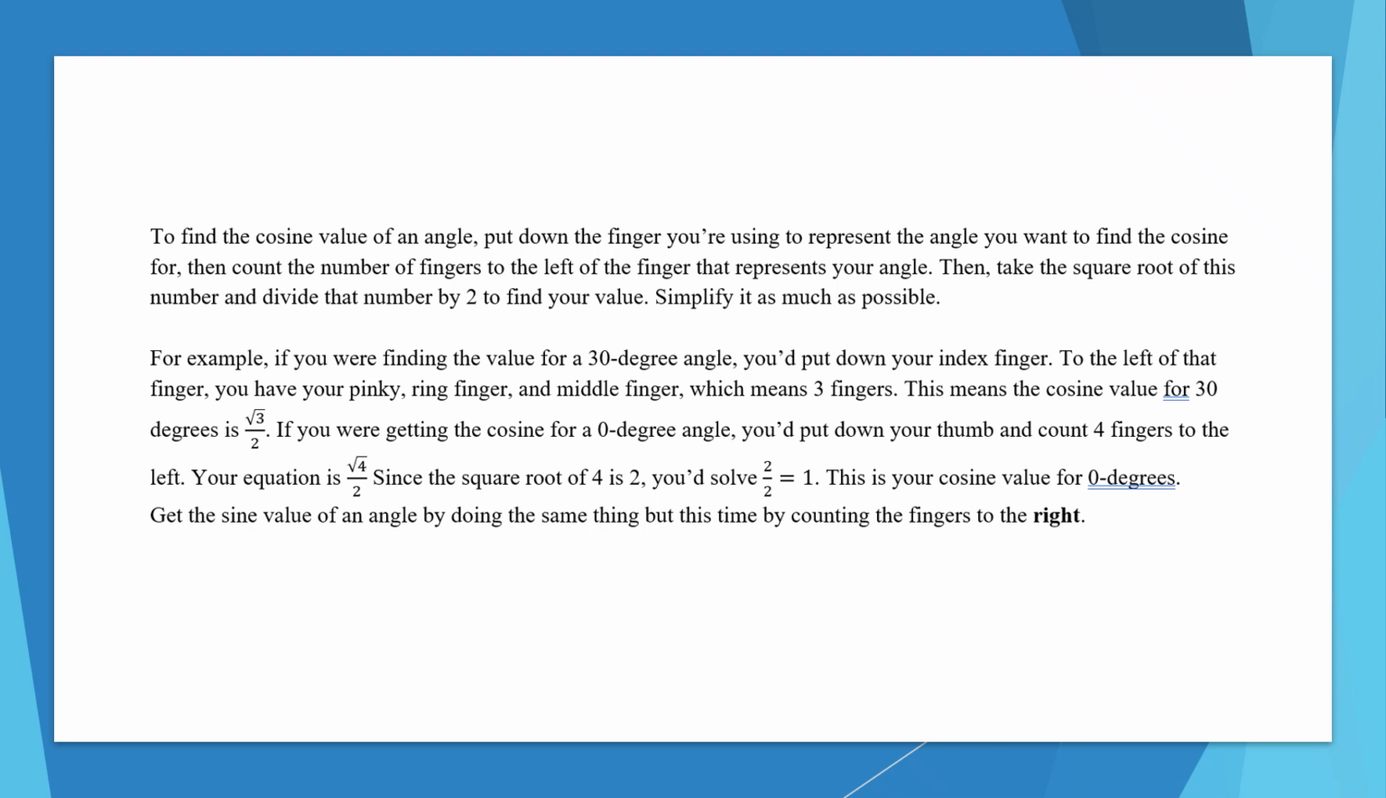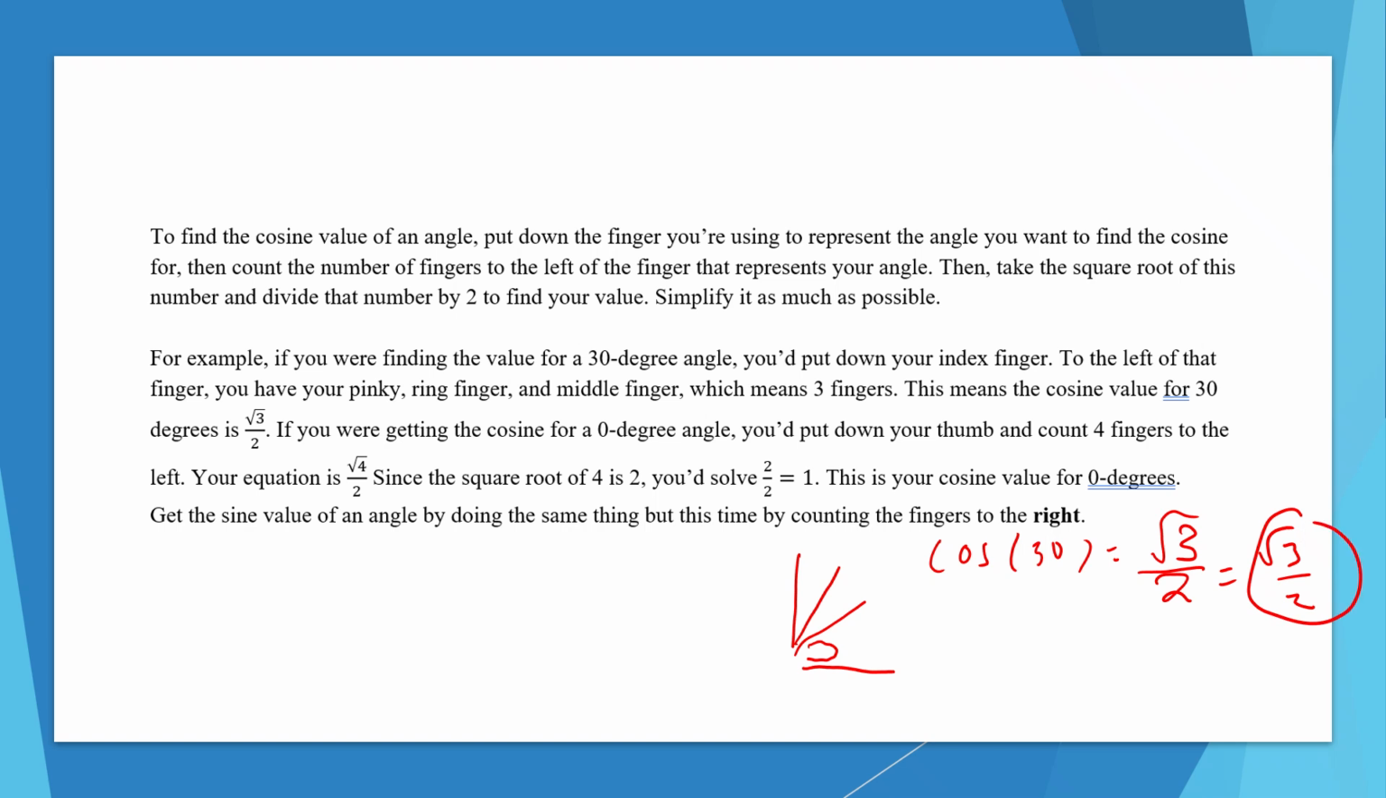So let's do this with a 30-degree angle. With a 30-degree angle, you're going to be putting down your index finger, and so that means you're going to have 1, 2, 3. This one's going to be put down, and then your thumb is still there. To the left of that finger, you're going to count how many fingers you have to the left, which is, in this case, 3. So here we're trying to figure out cosine of 30 degrees. This is going to be 3. And then take the square root of that number and divide it by 2 to get root 3 over 2. That one can't really be simplified. And so that is cosine of 30 degrees.